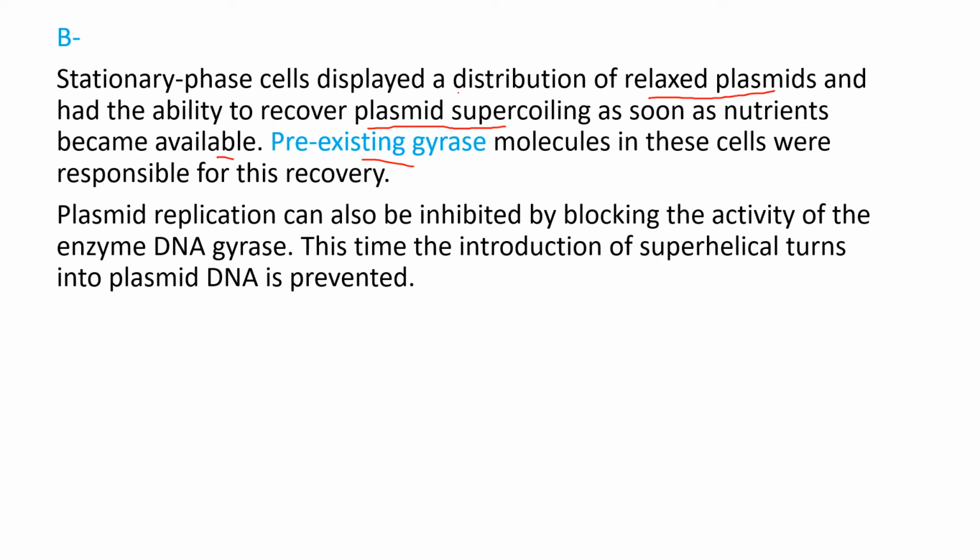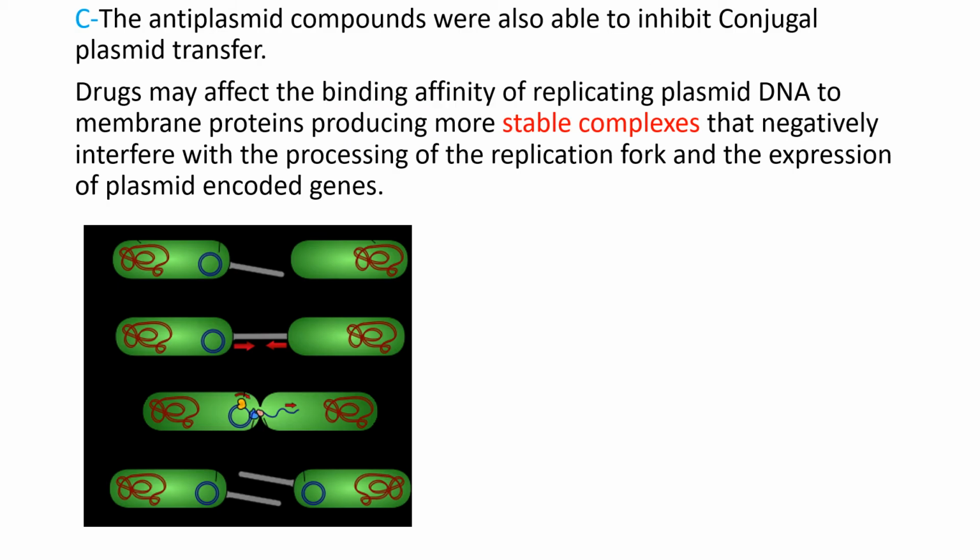Now the plasmid curing agents inhibit, by blocking the activity of the DNA gyrase enzyme. DNA gyrase enzyme is responsible for the introduction of superhelical turns into plasmid DNA. So the replication of plasmid DNA is prevented.